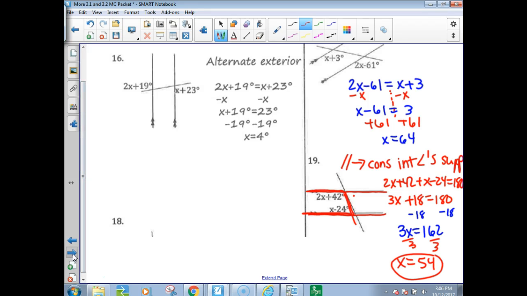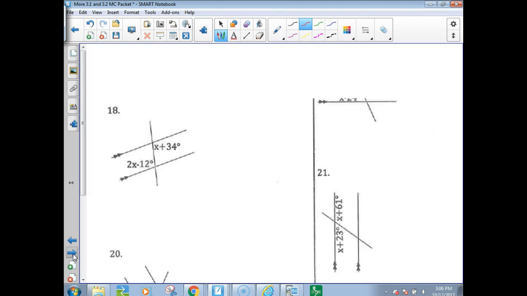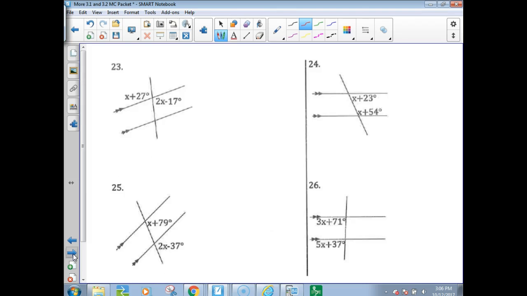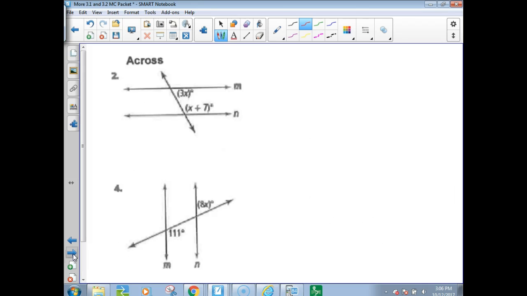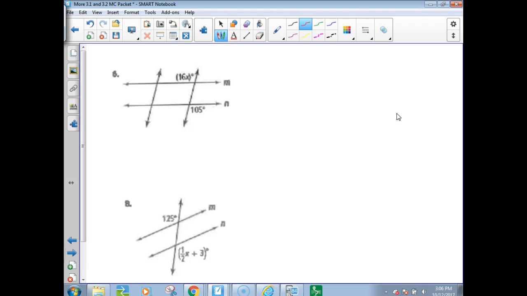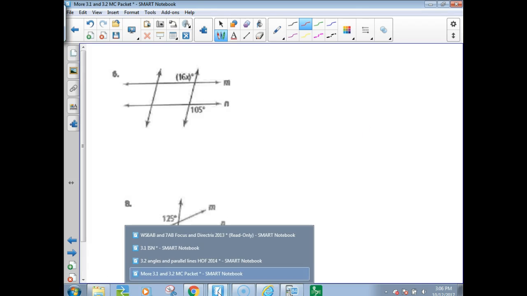Okay, and then just glancing through the rest. Does anybody still need this? Okay. There's just some more stuff to do that's similar and uses the properties. Then there's this puzzle at the very end, and you get an answer, and then you can fill in the crossword puzzle. All right, so I'm done with showing you stuff in that packet until tomorrow. I can answer questions on it tomorrow.